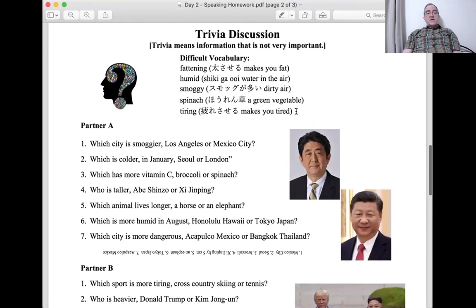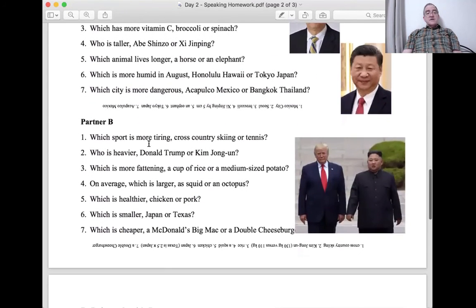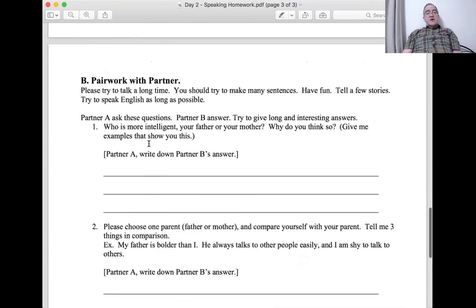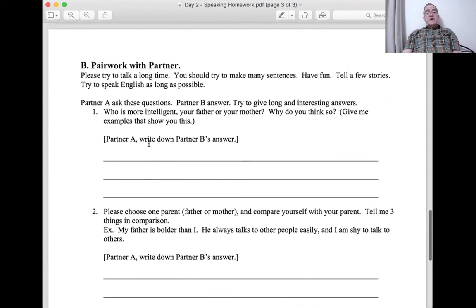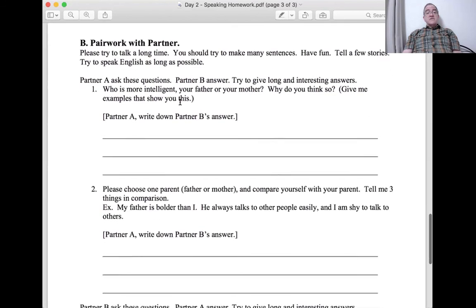Now, before you start, here's some very difficult vocabulary that might help you during your speaking. You do not need to write down these answers. It's not necessary to write them. Just speak them. Now, part B is speaking, but I want you to write answers. Please try to talk a long time. You should try to make many sentences. Have fun. Tell a few stories. Try to speak English as long as possible.